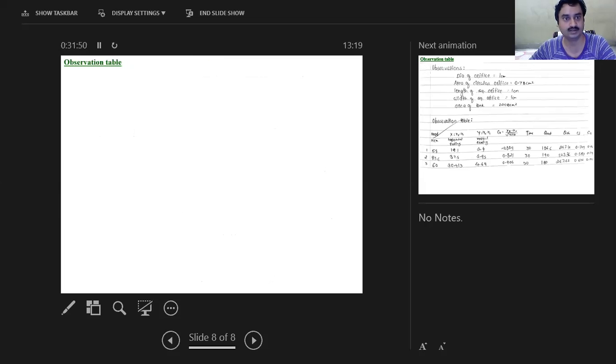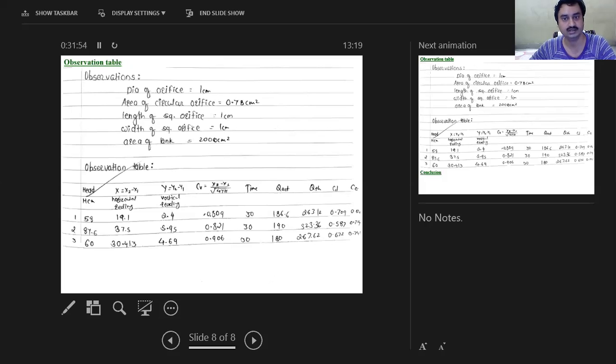Here is one observation table. Because I'm not able to conduct the experiment, I've just taken a reference from one of the seniors. The area of the orifice is known to you in the setup. We have done it for 2 types of orifice, one rectangular and one circular. Anyway, you will be doing it for the circular orifice. The diameter of the orifice is 1 centimeter, so the cross-sectional area will be known to you. The area of cross section of the tank is also known to you.